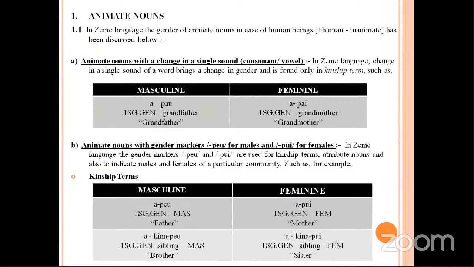Akina peu. Here a refers to the first person singular genitive marker. Kina, sibling. Peu, masculine, brother. Akina pui, a first person singular genitive marker. Kina, sibling. Pui, feminine marker, sister.